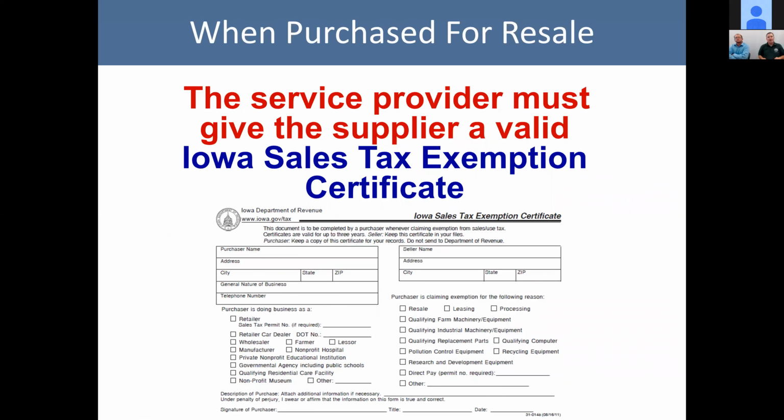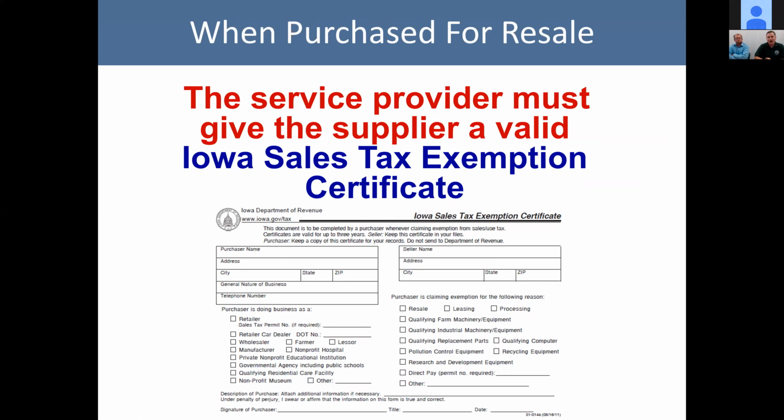If you're going to purchase something for resale, which means tax exempt, you must provide the supplier with an Iowa sales tax exemption certificate. What I've got up here on the screen right now is a sales tax exemption certificate. This is something that you can get from our website. Again, I'll give you the web information towards the end of the webinar.